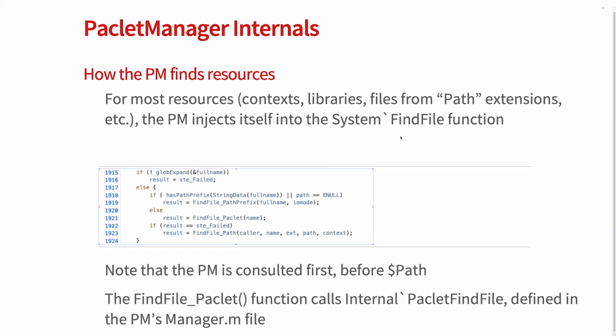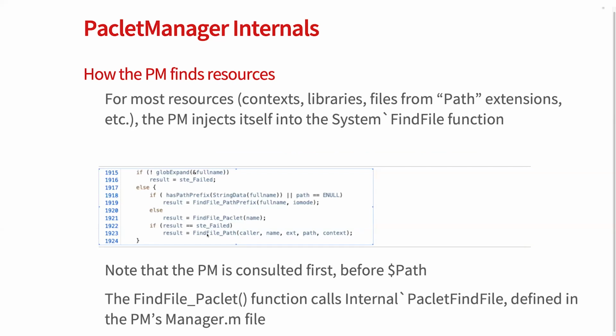So this is inside what happens when the system find file gets called. You'll see there's this, if has path prefix. This is basically saying, is this a full path? Starting from the root, then it just calls directly. It doesn't ask. The Paclet manager is not consulted for file lookups that are already fully resolved paths. But if it's not, we call this find file Paclet function. And only if that fails do we call a path-based lookup. So the Paclet manager gets first crack.